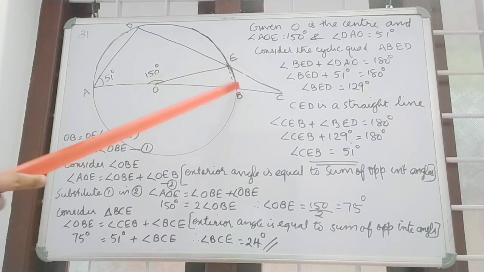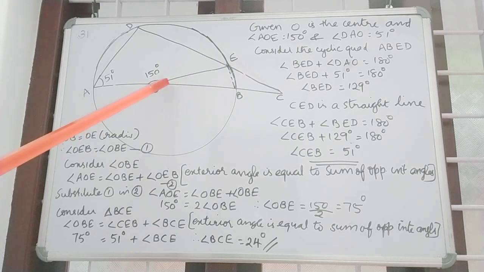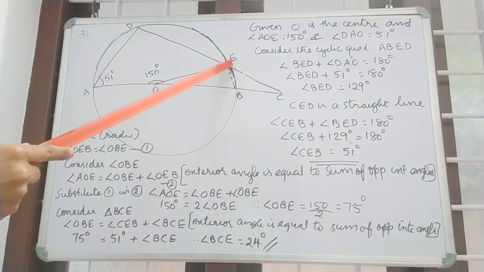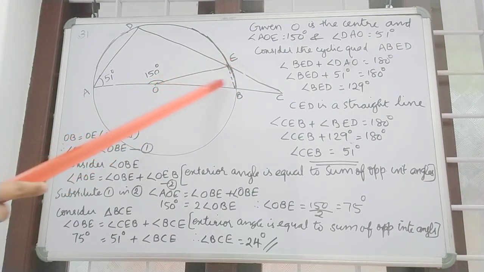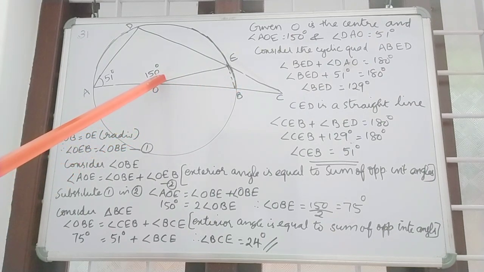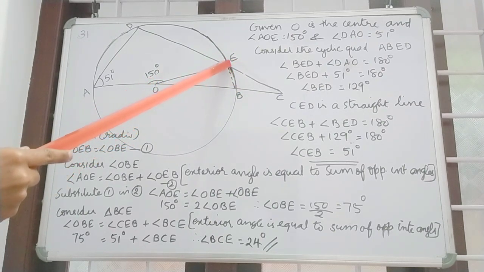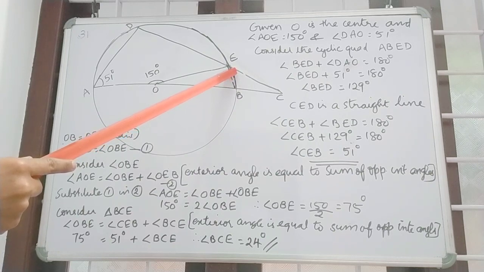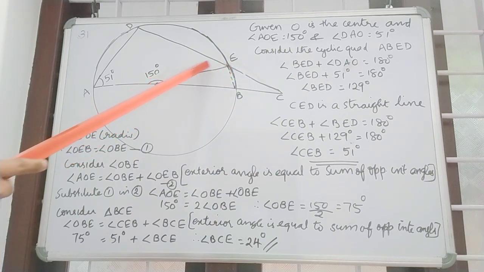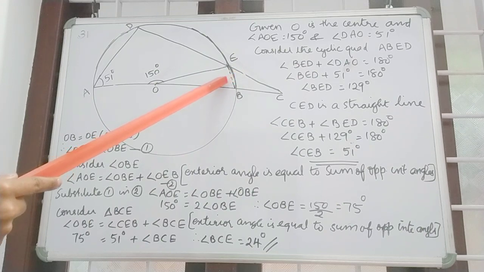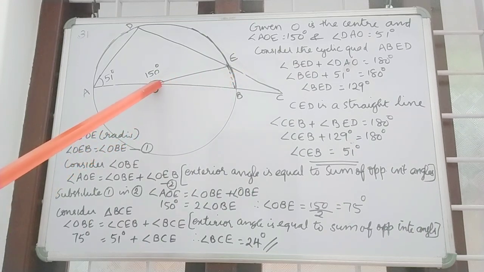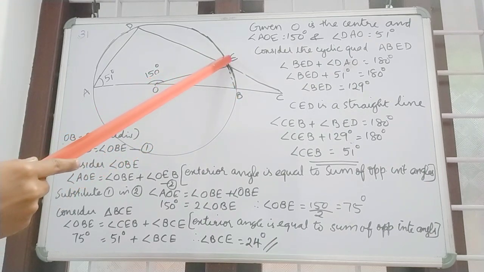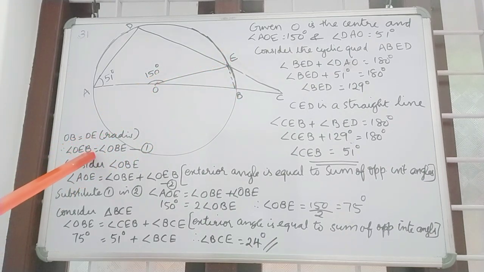So since OB is equal to OE, the angle opposite to that particular side, OB is OEB. This angle will be equal to OBE. Since OB is equal to OE, we can write angle OEB is equal to angle OBE. Let it be equation number 1.